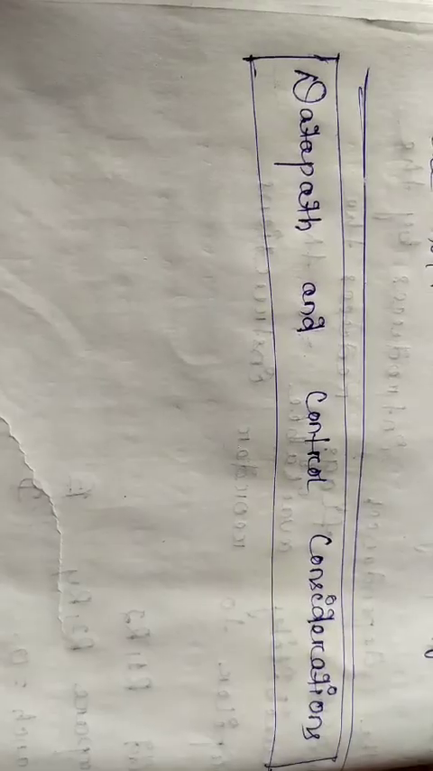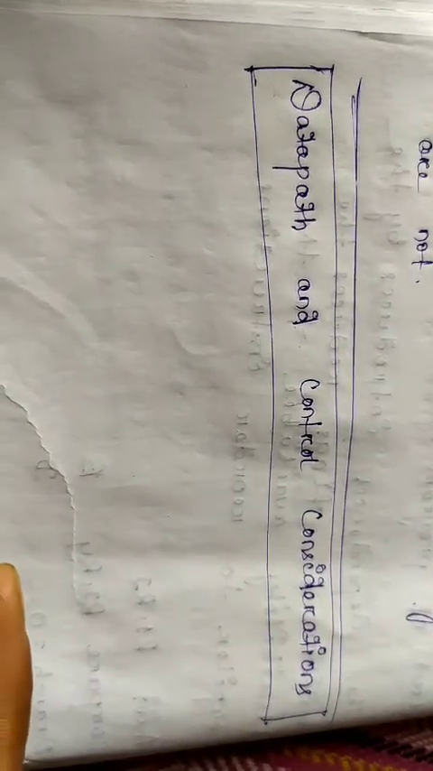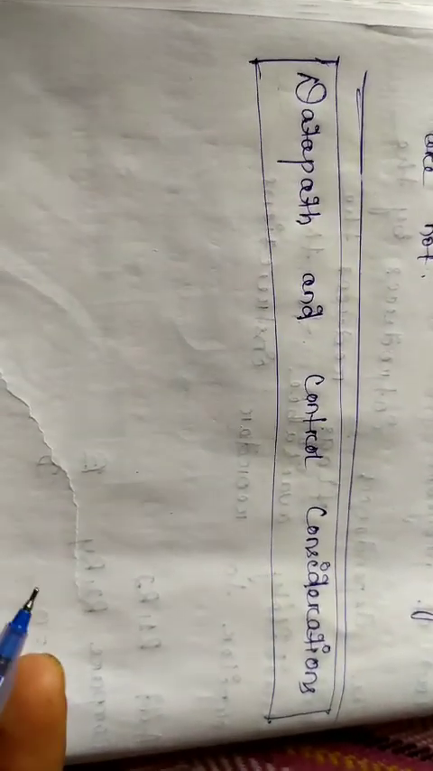Hello students, in this lecture we will study data path and control considerations. In the previous lectures we have already discussed how addressing modes and condition codes influence instruction execution. So in this video we will see how modifications are done to support a 4-stage pipeline in a 3-bus structure.